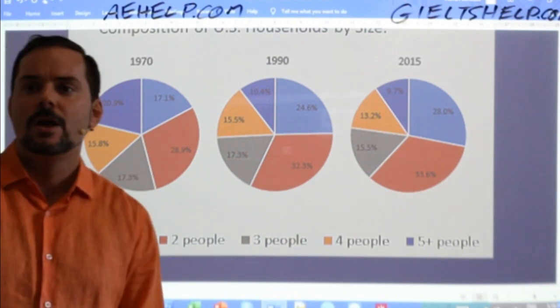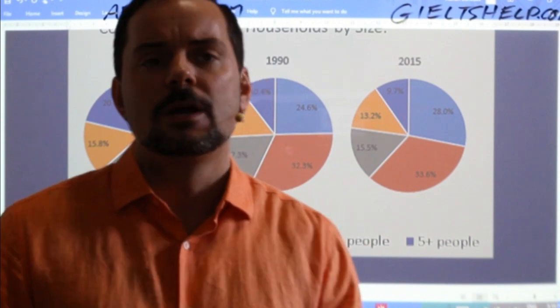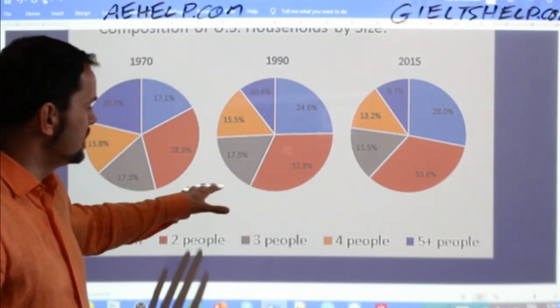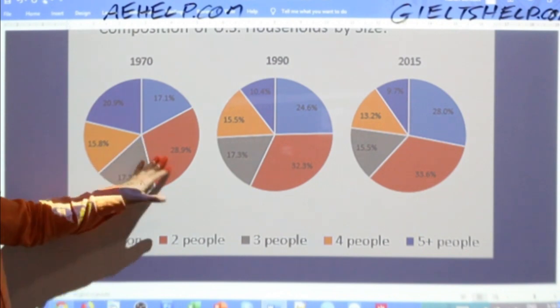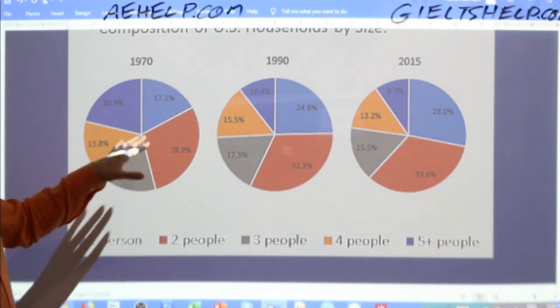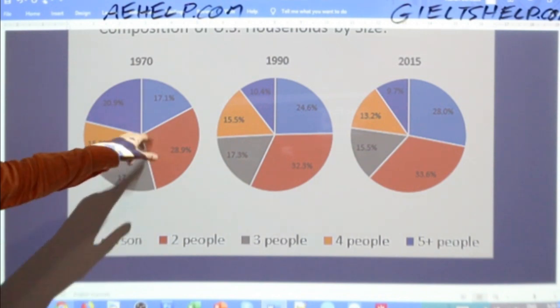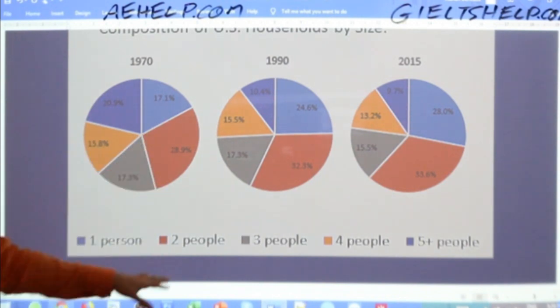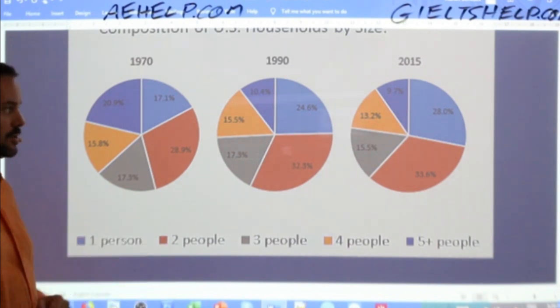So don't use colors, by the way. In a lot of practice materials, you'll see colors. And I believe in the computer-based version, you can see colors. But in the paper-based version, they don't like printing in color. It's expensive. So they'll use lines or dots or something. So just say the slice that represents 2 people households, okay?